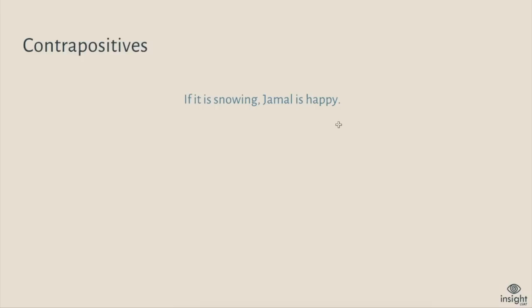What if I told you that Jamal is not happy right now? How about then? Could you find anything new from this statement? I hope you guessed it. We would know that it's not snowing, because this is sufficient to guarantee this result. And if this result isn't happening, we know that this isn't happening either, because this automatically leads to this, right?